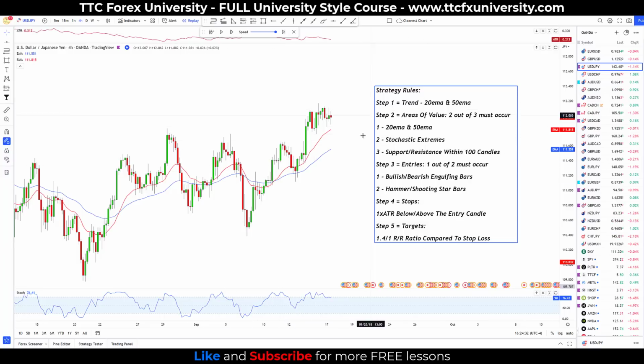So in this case, step number 1 is that we need to see price in an uptrend. Price is in an uptrend when the 20 EMA is above the 50 EMA. We know we have that as valid.